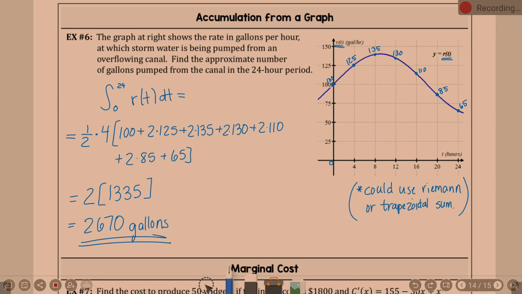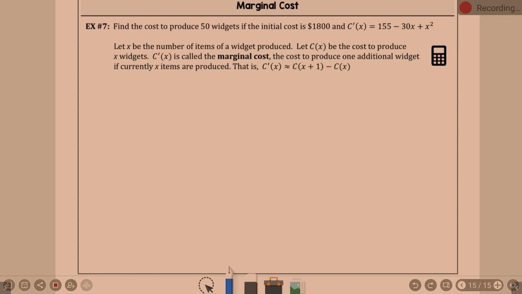One more, maybe. I'm going to go the business route here. Find the cost to produce 50 widgets if the initial cost is 1,800 and C prime of X is given. Let X be the number of items of a widget produced. Let C of X be the cost to produce X widgets. C prime of X is called the marginal cost, which is the cost to produce one additional widget if currently X items are produced. And you'll notice it says that C prime of X is equal to C of X plus 1 minus C of X.